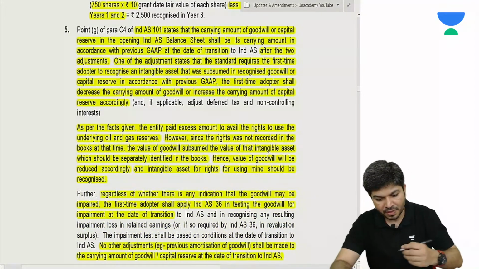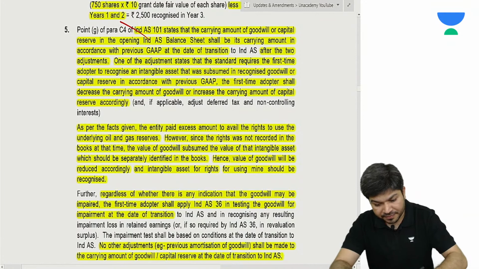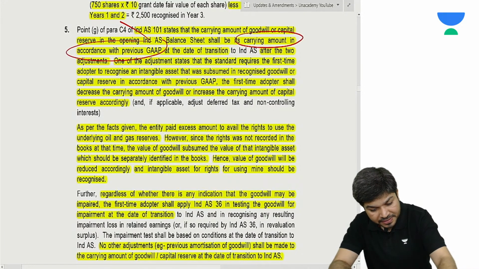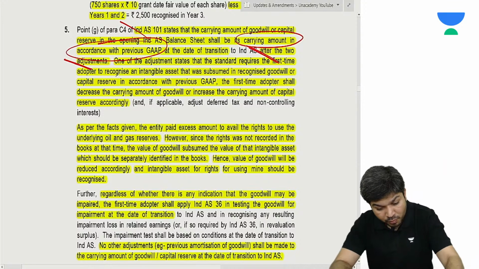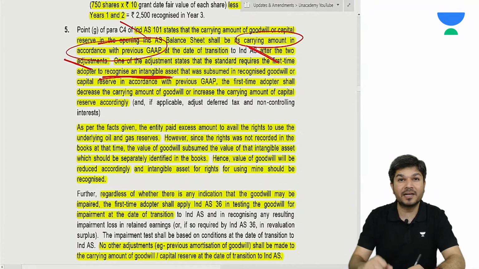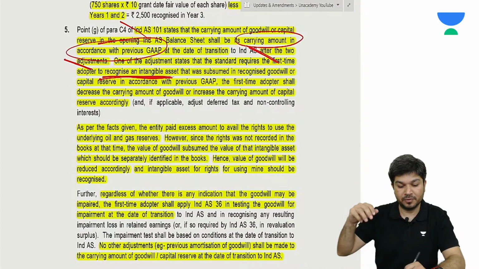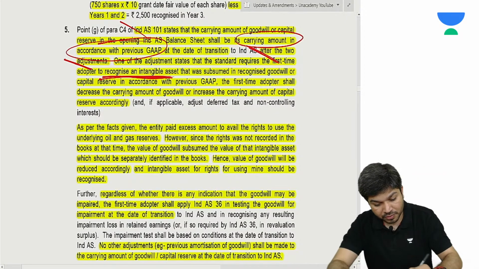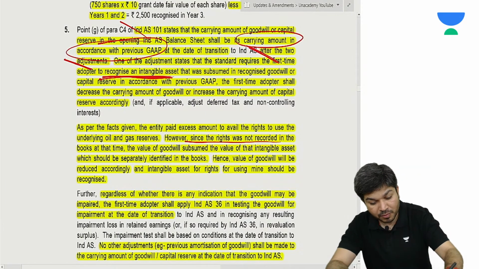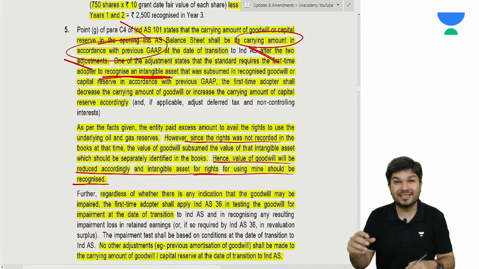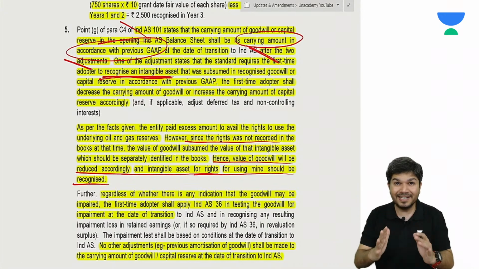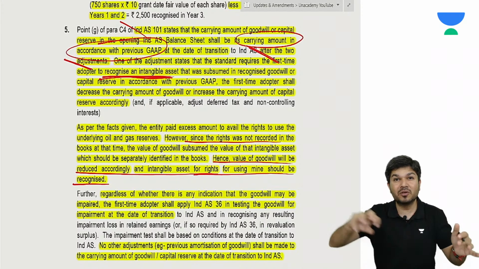Okay, if we just see the solution which is given. As per your Ind AS 101, whenever you shift, the carrying amount in the previous GAAP you can continue, but there are two adjustments which are required. Which are the two adjustments required? If you are required to recognize intangible which was not recognized earlier, its value got subsumed in goodwill. You did not record intangible, goodwill came more. If intangible can be recorded, then you record the intangible. So since the right was not recorded, the goodwill was increased at that time, hence the value of goodwill will be reduced and the intangible asset will be recognized. Are you getting this one point? So that time intangible was not recorded, goodwill came more. Under Ind AS it should have been recorded. So do one thing, record that intangible, goodwill will go down.